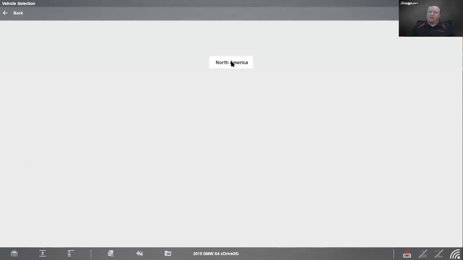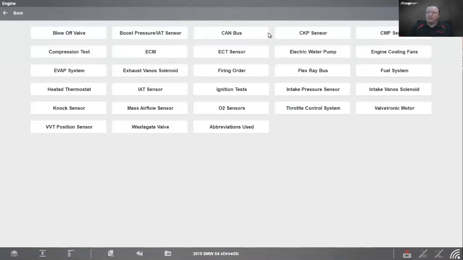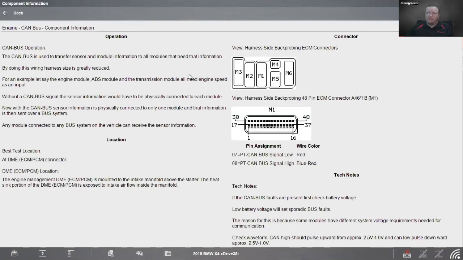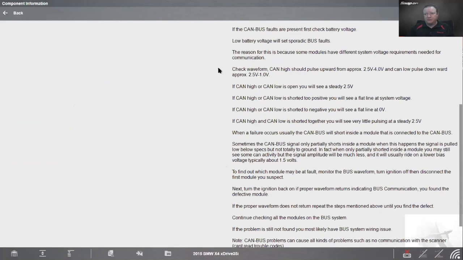Let's also look inside guided component tests, right? So we'll pull up the same vehicle. Let's see what we get on my engine. We have CAN bus tests and FlexRay bus tests as well. So if you wanted to go into CAN bus tests, it tells us all about CAN bus, tells us we want to connect to the computer in order to check the CAN bus on this particular vehicle.